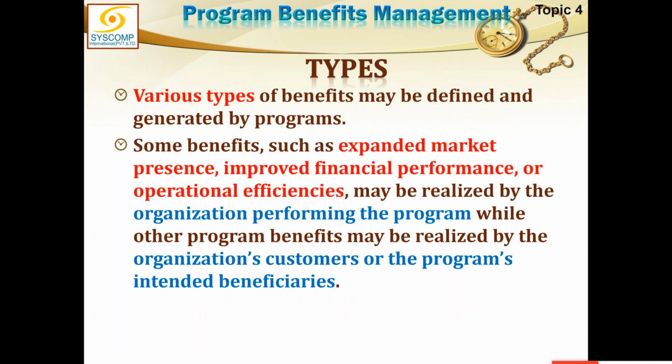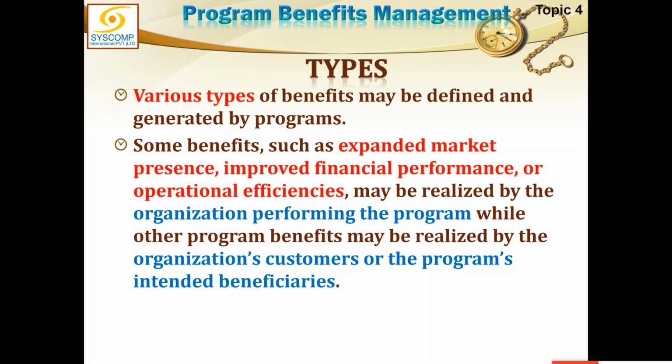Various types of benefits may be defined and generated by programs. Some benefits such as expanded market presence, improved financial performance, or operational efficiencies. You see, yes, these are benefits, but these are not very specific benefits until and unless I can somehow make them quantifiable. These are going to be uncertain. When I say expanded market presence, that does not really say how much we are going to expand, right? So if somehow I can explain it or break it down into further parts which could be explained, until that time it remains very uncertain.